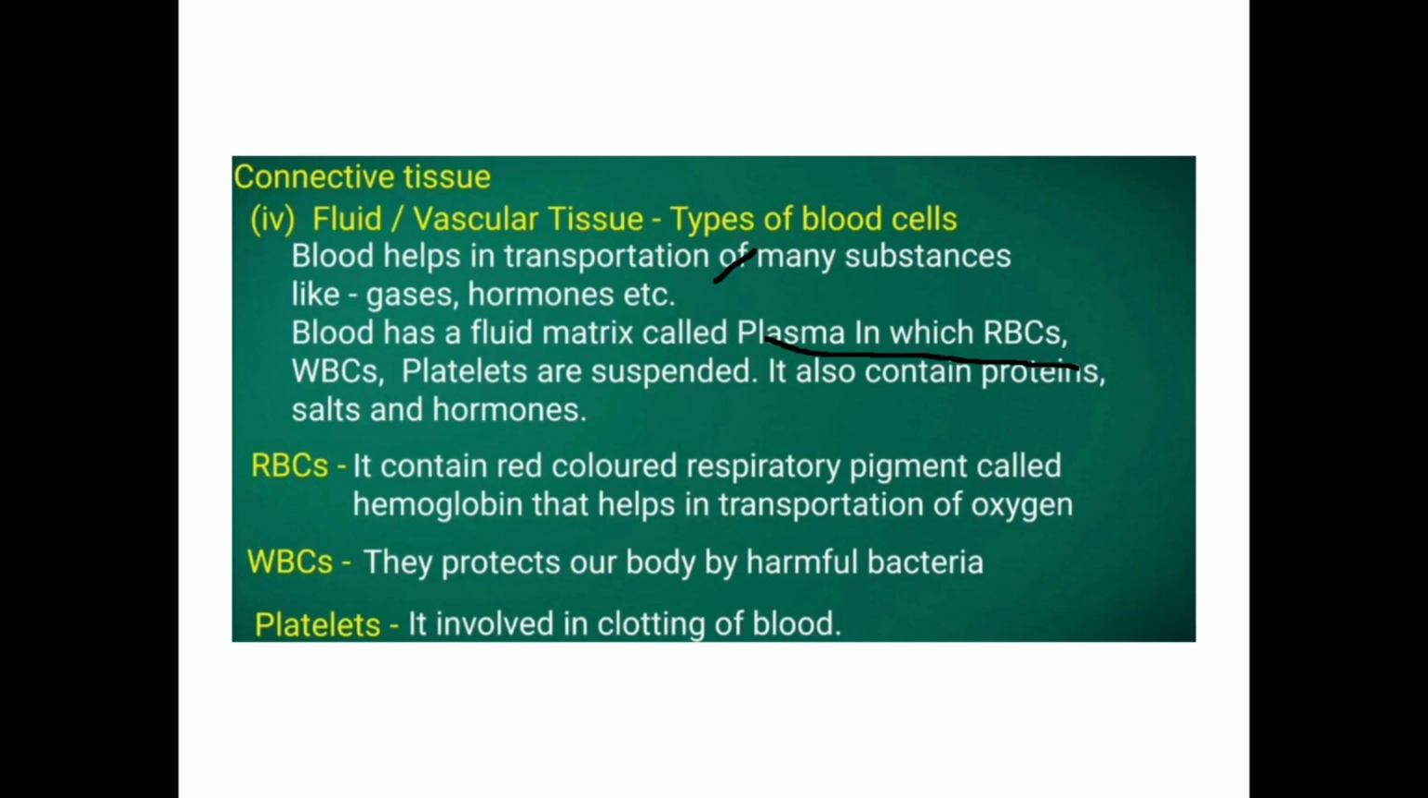So blood in plasma, this WBC, RBC, platelets are mixed or suspended. It also contains protein, salts and hormones. So what is RBC, what is WBC, and what is platelet? RBC contains red colored respiratory pigment, hemoglobin. It helps in the transportation of oxygen. WBC protects our body from harmful bacteria, and platelets are involved in clotting of the blood. So these are the functions of RBC, WBC and platelets.